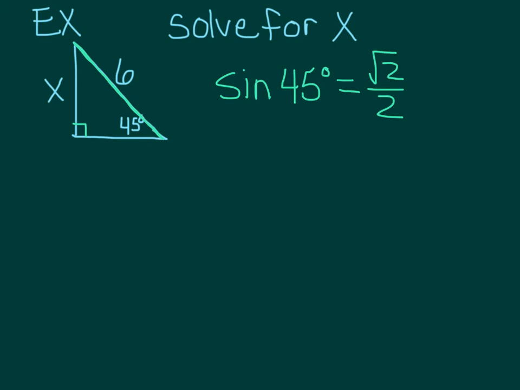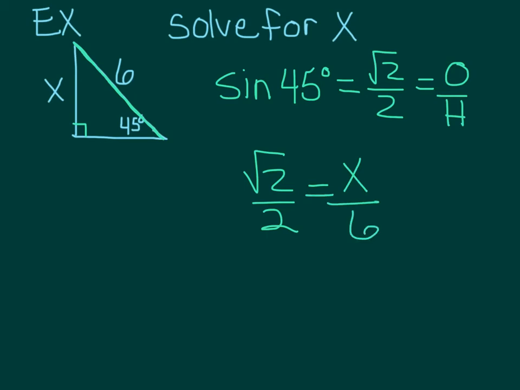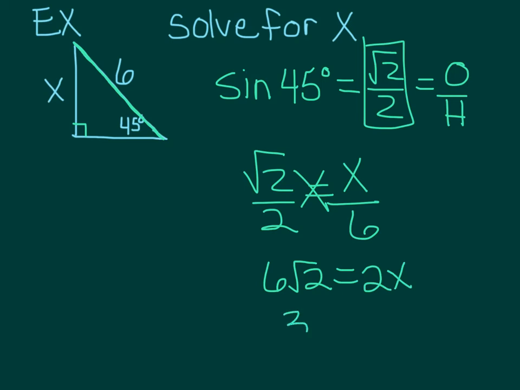And so if I know that sine of 45 is root 2 over 2, and it's also O over H, I can plug in the hypotenuse that I have, and the opposite is x, and the hypotenuse is 6. And I can use the ratio that I already know that it equals to cross multiply. 6 root 2 equals 2x. Divide both sides by 2. 3 root 2 equals x. I could do it that way.